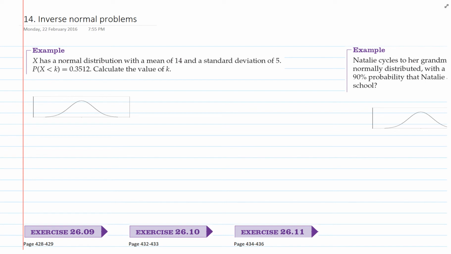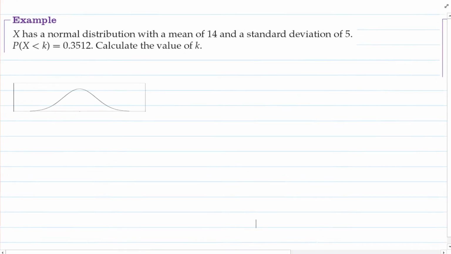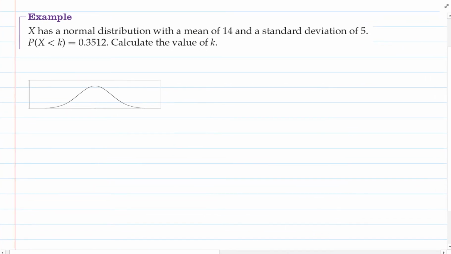Hi everyone, in this video we're looking at inverse normal problems, and to start off with we'll look at this example here where x has a normal distribution with a mean of 14, so we'll draw that in, mean of 14 and a standard deviation of 5, and the probability that x is less than k is 0.3512, so we've got some value here k, and we know that the probability of being less than that is 0.3512.